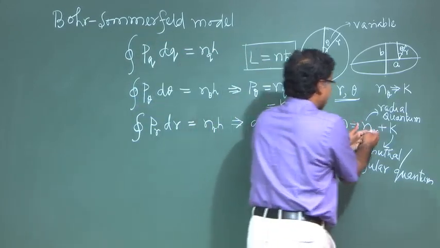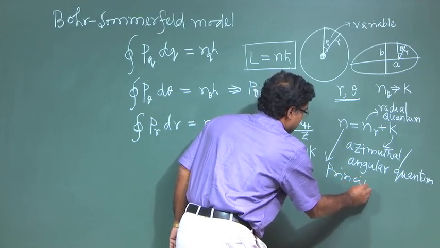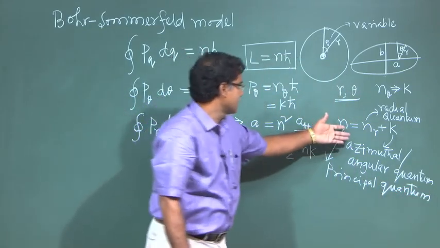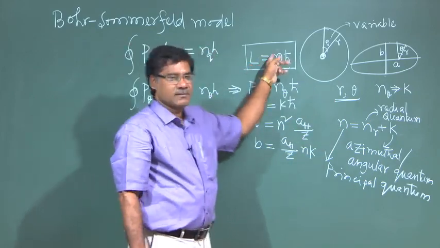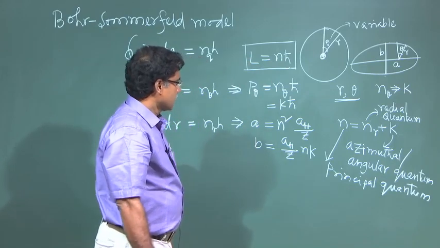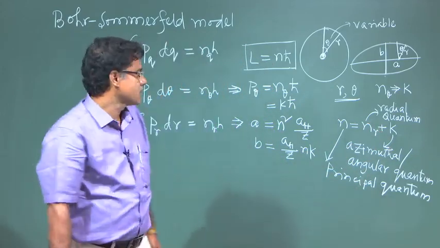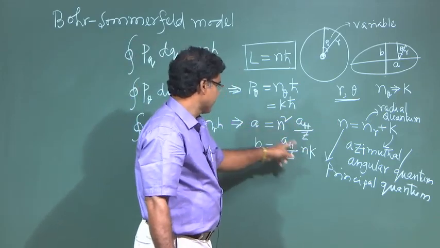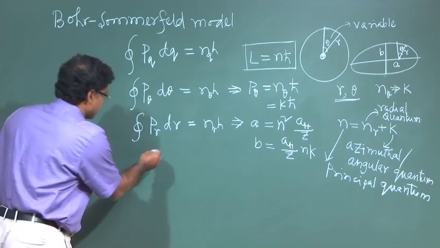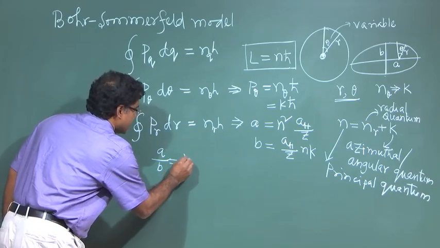Now n r plus k is basically called the principal quantum number. In case of Bohr, whatever this n is, that is the principal quantum number; n value is 1, 2, 3, 4, 5, integer values. So n is the summation of radial quantum number plus azimuthal quantum number. What we are seeing here is that if I write A by B, I am getting A by B equal to n by k.